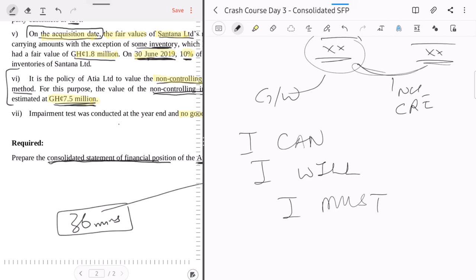I will catch you same time on Wednesday as we look at the consolidated statement of profit or loss and other comprehensive income. And one thing I'll tell you is, I've realized the examiner these days is asking a lot more questions in that area. I don't know why. So we'll look at it as well.